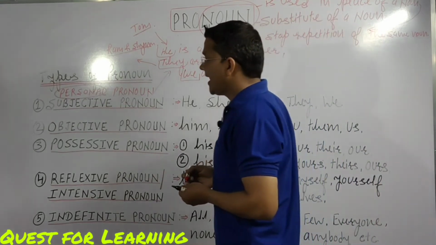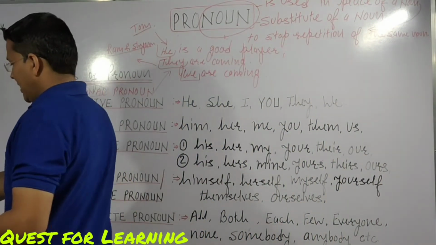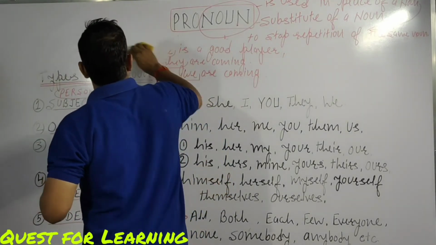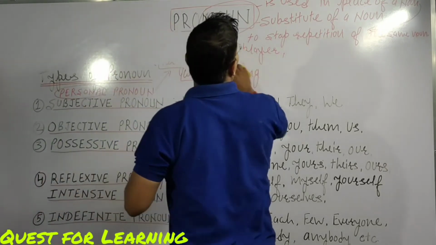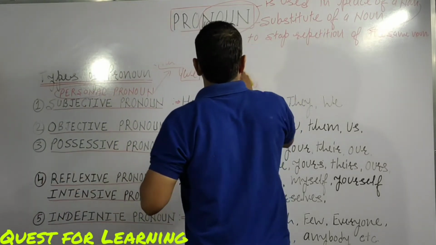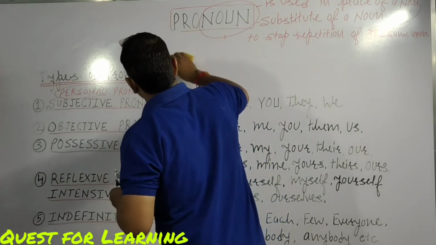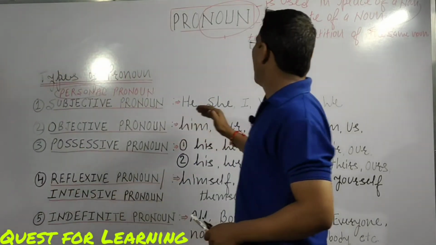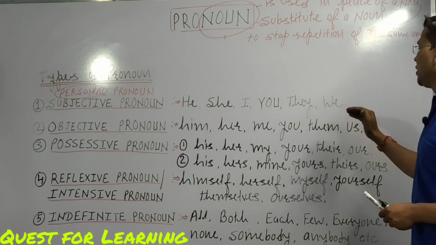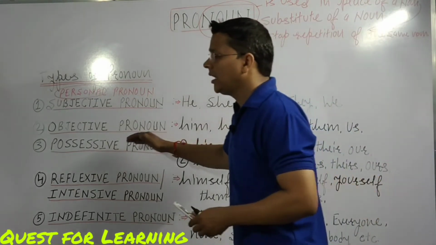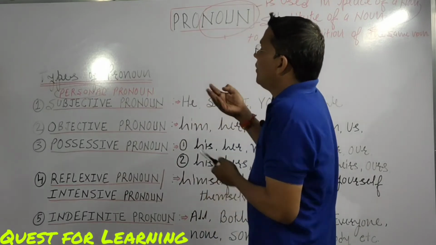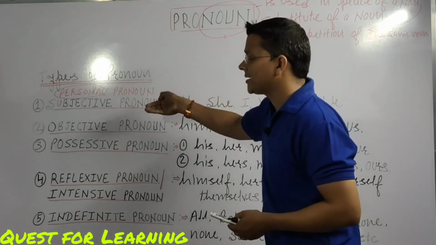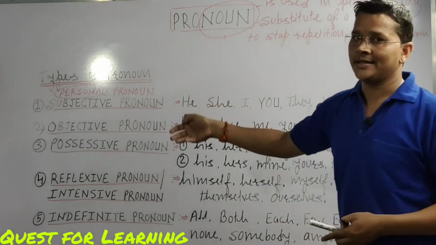Got it? Next, in the same manner, we have objective pronouns. Let me give you an example. Objective pronouns: him, her, me, you, them, us. These are the objective pronouns. What is the definition of an objective pronoun? It acts as an object in a sentence.